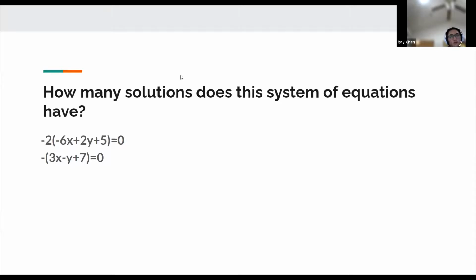Alright, so does anyone know how many solutions the system of equations has? I think it's 0. Why do you think it's 0? Because once I solved it, the two equations become 4y is equal to 12x subtracted by 10, and the second equation is 4y is equal to 12x plus 28, which is different from the first. Yeah, correct. So we're gonna clarify for anyone that doesn't understand. We're gonna help you guys distribute this out and show you why.